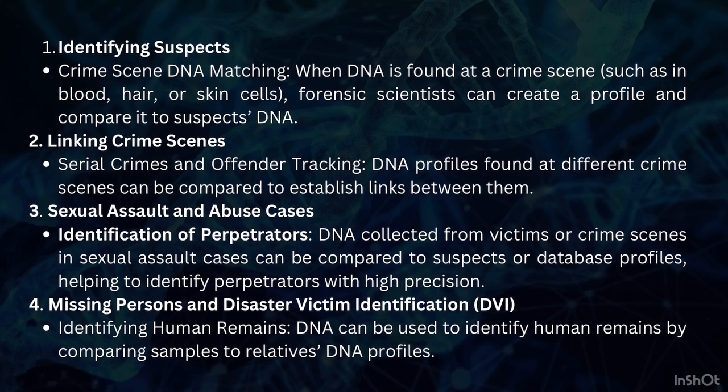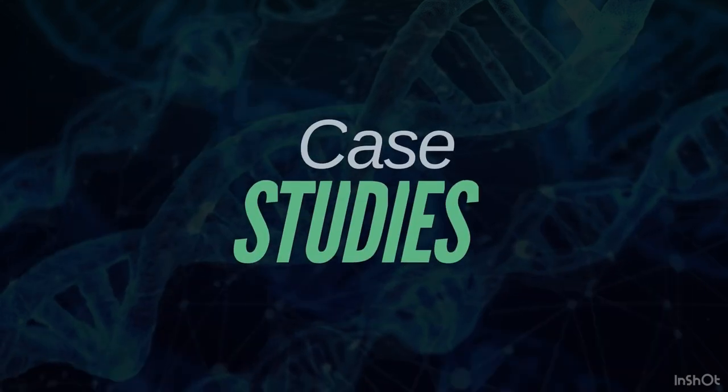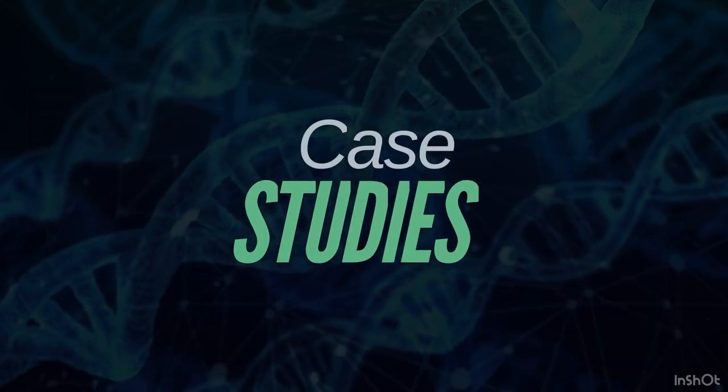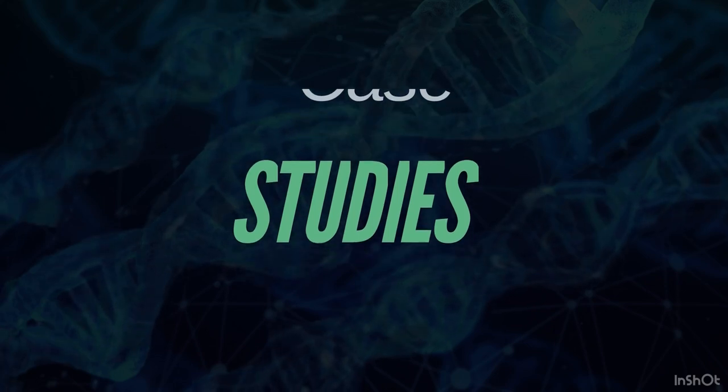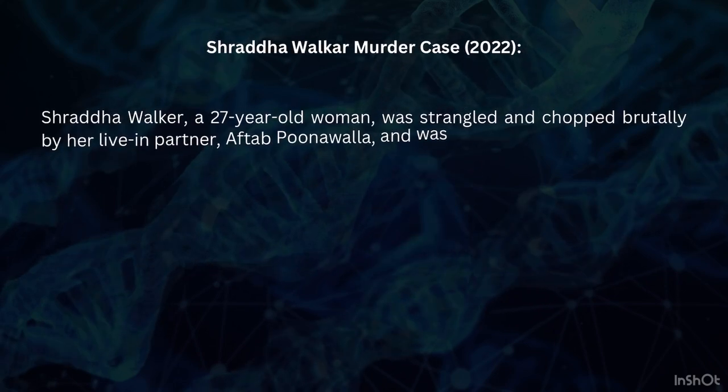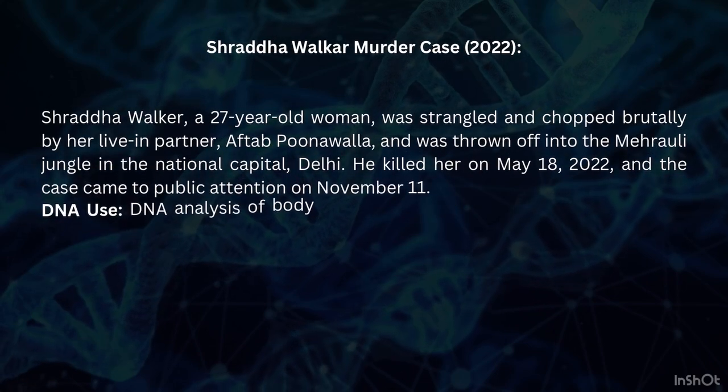Fourth one is missing person and disaster victim identification. Identifying human remains: DNA can be used to identify human remains by comparing samples to relatives' DNA profiles. At last, we discuss some case studies. Now, we start with the first, a case study on the Shraddha Walkar murder case, 2023.